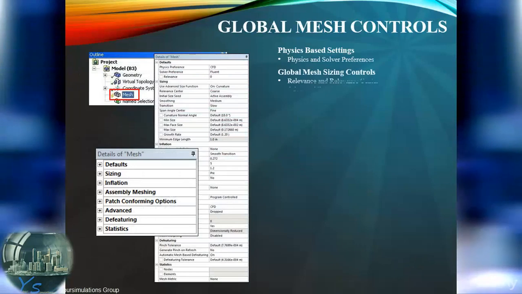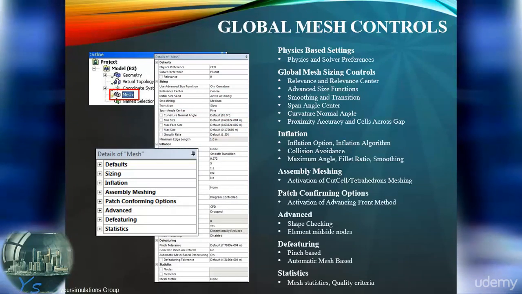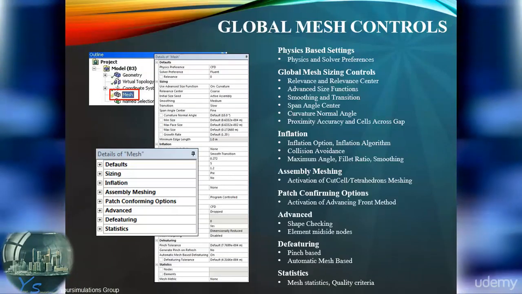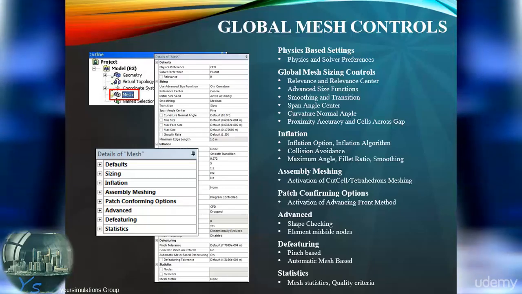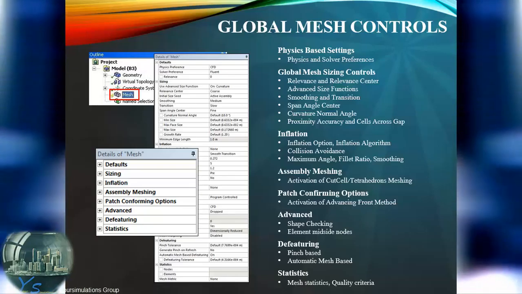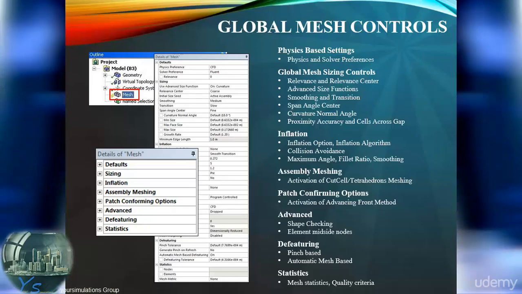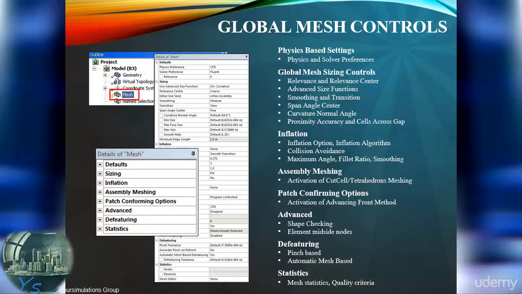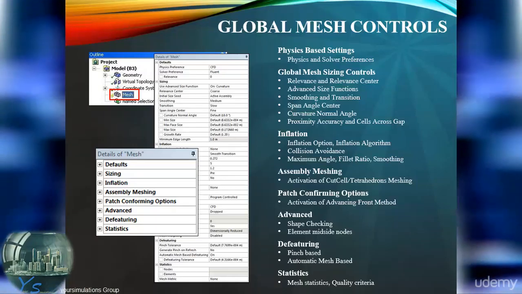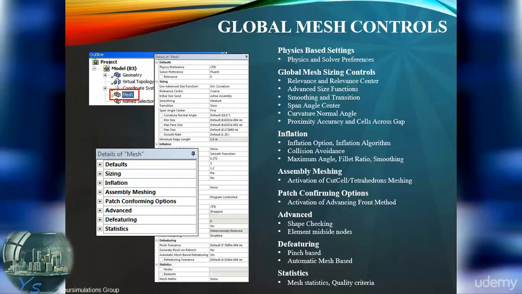To access the global settings, we select the mesh object in the outline and look into the Details window. There are 8 sections to control the different aspects. First, the physics has to be chosen, which has an influence on all other settings. Under sizing, we can adjust the advanced size functions that are responsible for mesh refinement due to geometry features. The global inflation controls are used to control the way prism layers are generated. Those settings have also influence on local inflation controls.